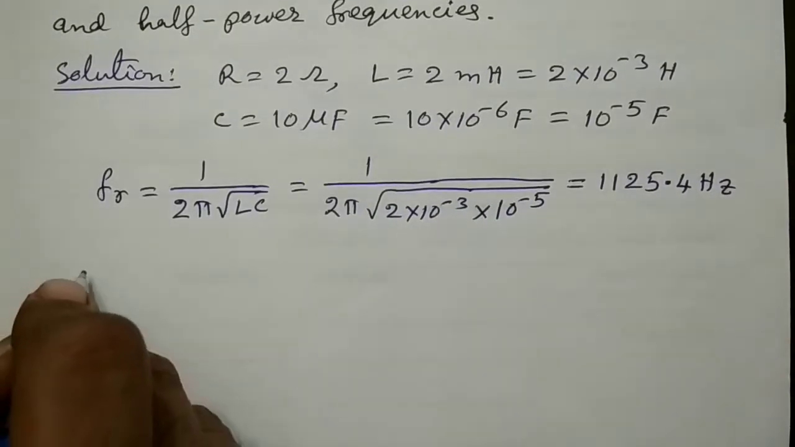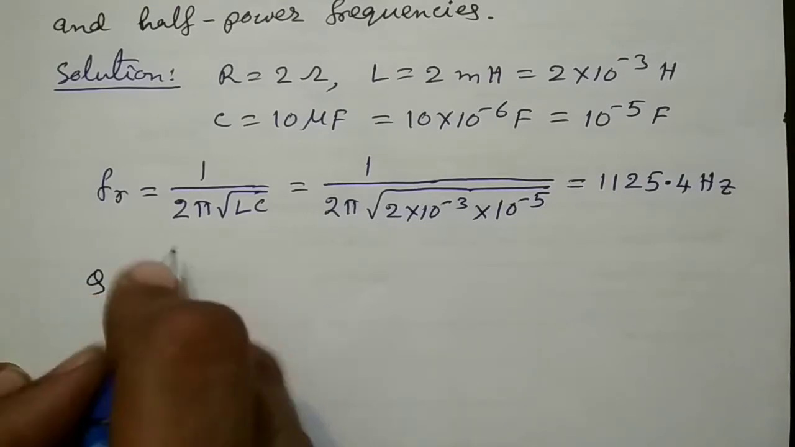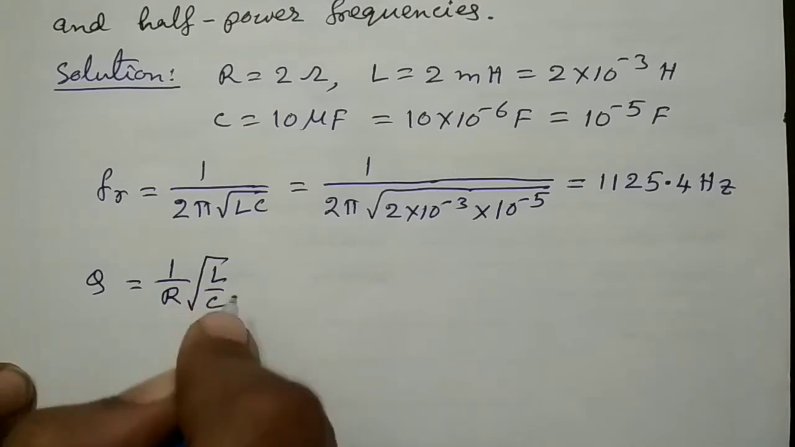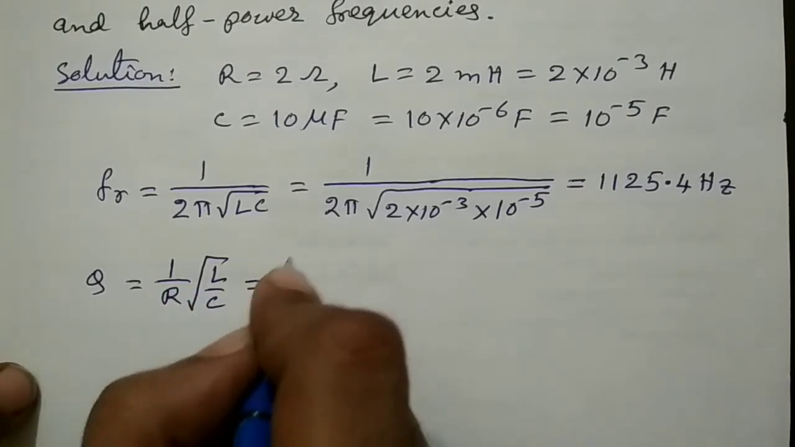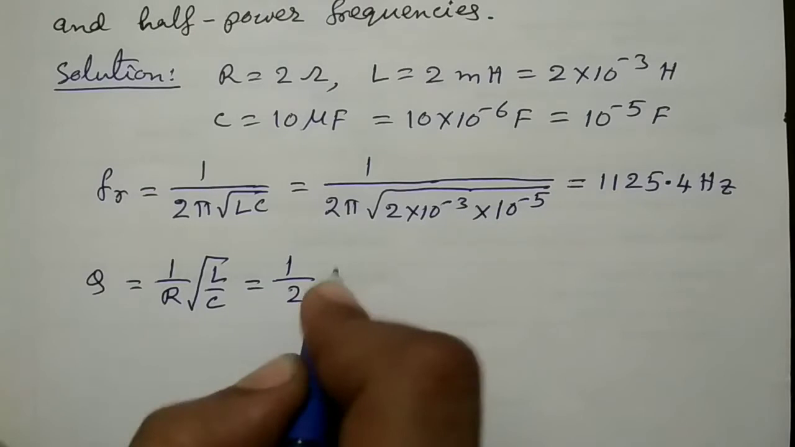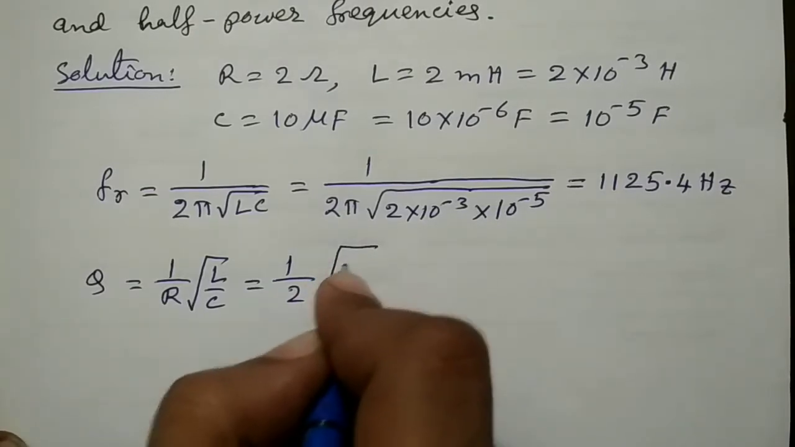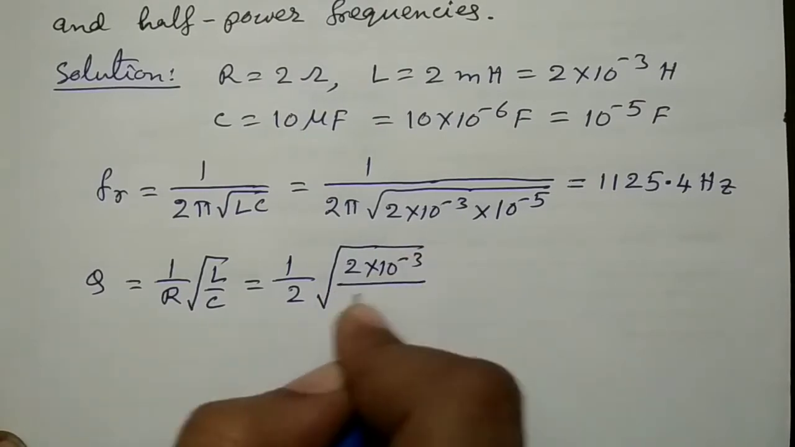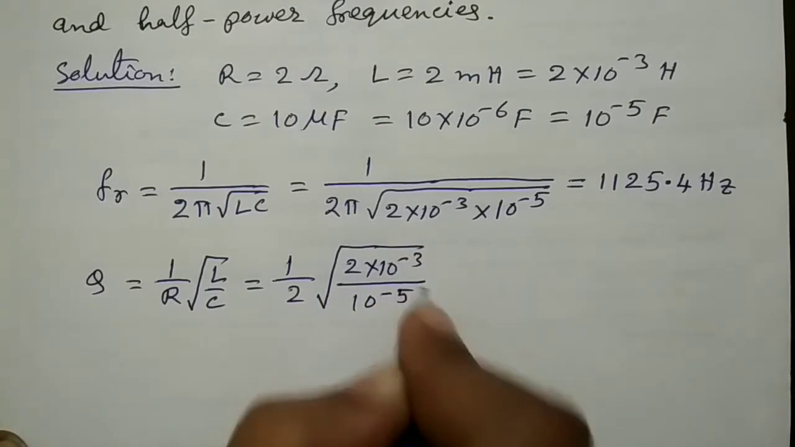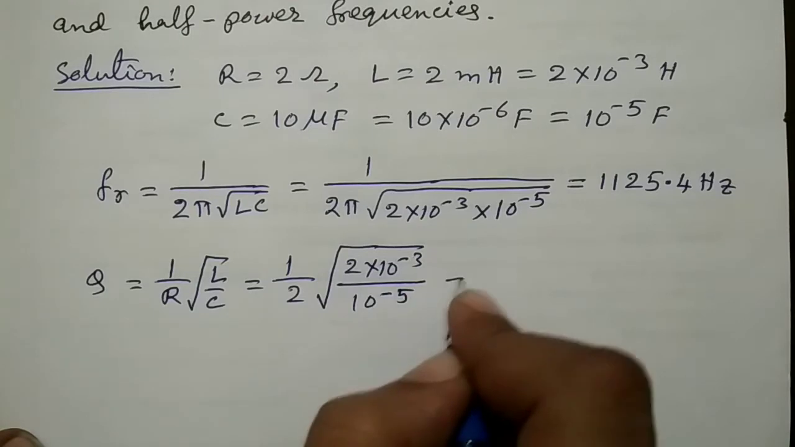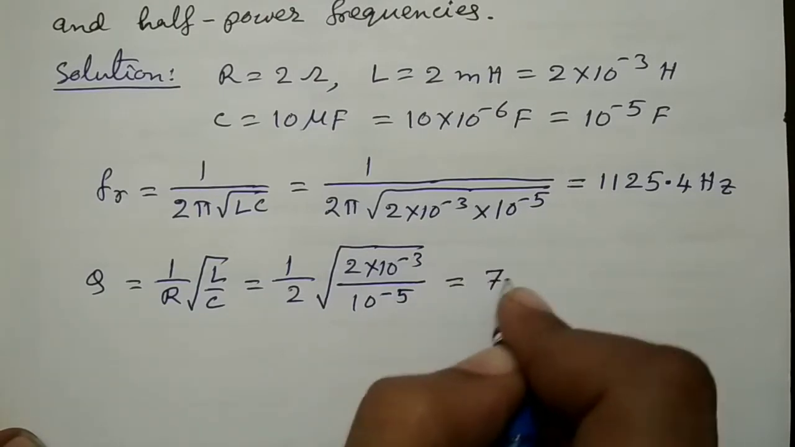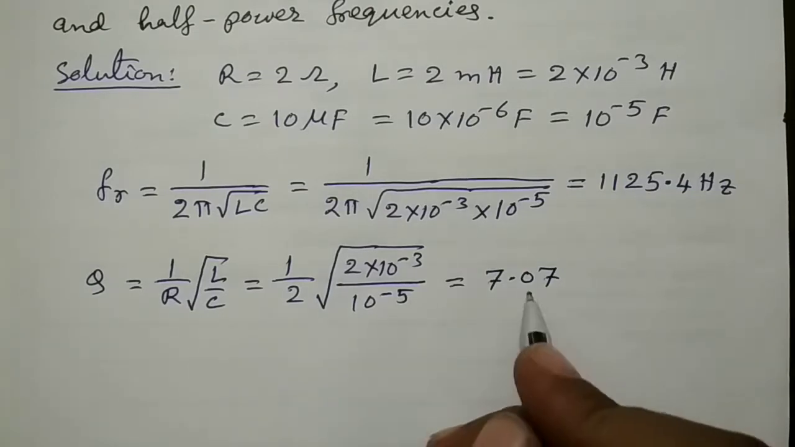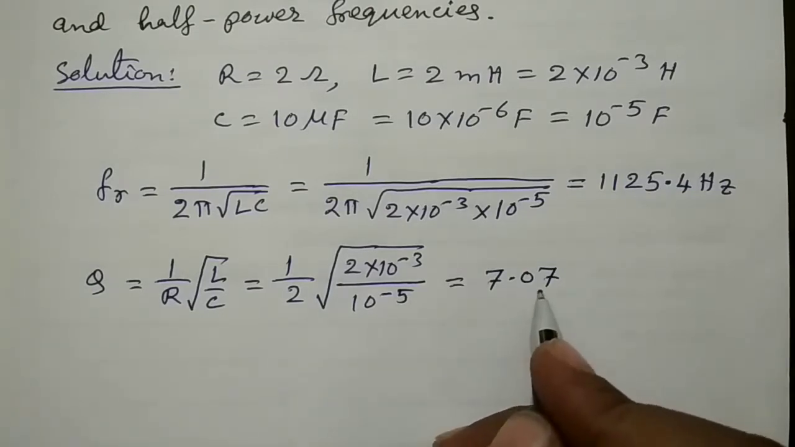Next is the quality factor. The formula is 1 upon R root L upon C. So here R is 2, L is 2 into 10 to the power minus 3 upon C, that is 10 to the power minus 5, and the value will be 7.07. Quality factor is unitless, so it is only 7.07.